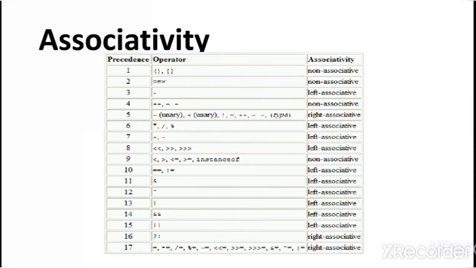This is the table which shows you the precedence of operators as well as the associativity of operators. Here you can see some of the operators do not have any associativity, whereas some operators have left associativity and some have right associativity.